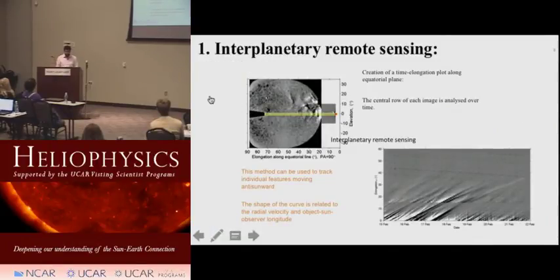Okay, so let's go into some of the techniques that you'll probably see people talking about when they talk about STEREO data. At some point you'll probably hear people chatting about J-maps, and you'll be going, what on earth is a J? Basically, it's just a height-time map. And that's all you need to think about it.